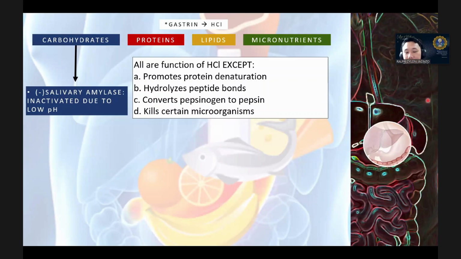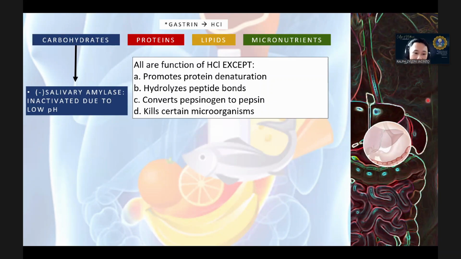Letter A, your HCl actually promotes protein denaturation. Remember in biochemistry, di ba? Our proteins, when they are exposed to extremes of conditions, so high temperature, low pH, high pH, would undergo protein denaturation. The same is true with the dietary proteins that we eat. When exposed to an acidic environment, you have protein denaturation. This is actually advantageous because by denaturing certain proteins, we are opening up the active sites of these proteins, making them more accessible to your enzymes. So the denatured proteins become more digestible, more hydrolyzable.